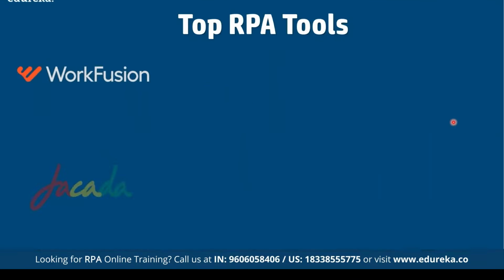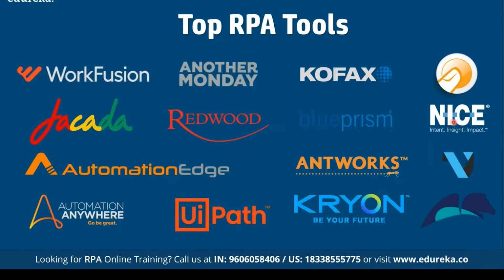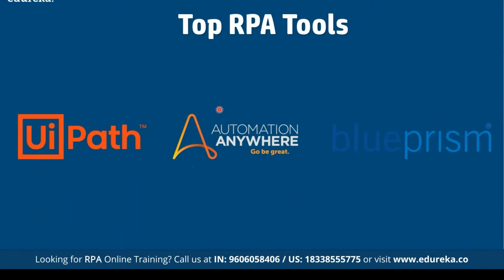Top RPA tools: there is a plethora of RPA tools available in the market. These are the top RPA tools. We have UiPath, Automation Anywhere, NICE, Pega. Antworks is no longer there; Antworks is a company that has closed, but it used to be an RPA development company. We have Blue Prism, Redwood, Another Monday, WorkFusion, and so on and so forth.